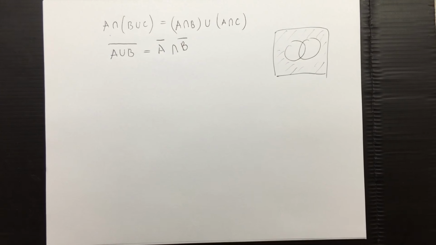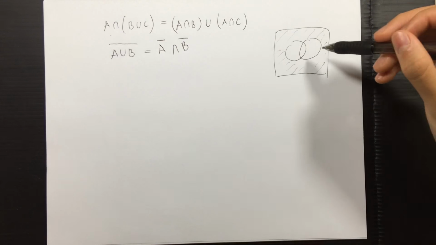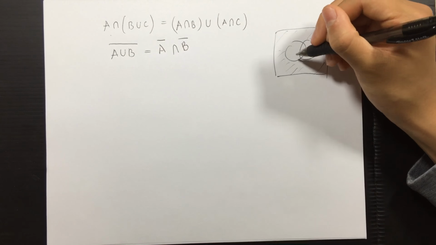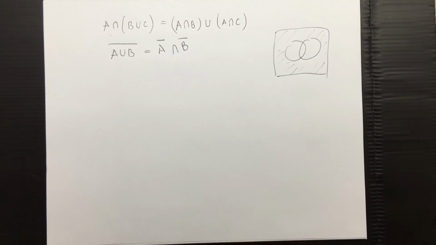So if it's union, then you're just saying it's everything but this, and everything but this. I guess. Do you see it? Nope. You didn't see it. Okay, let me do this the graphic way.